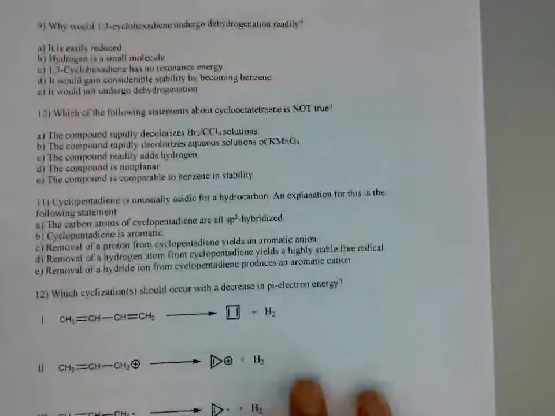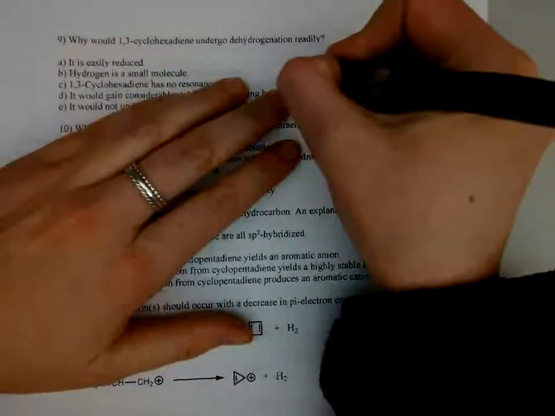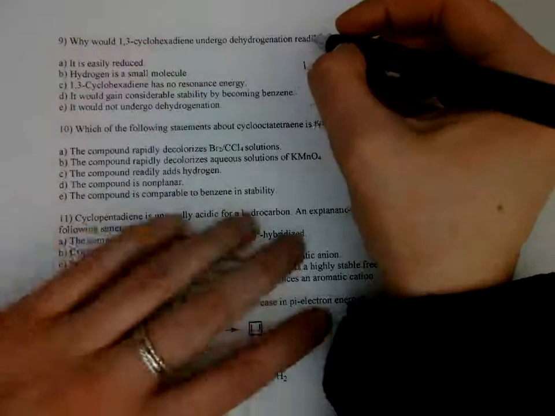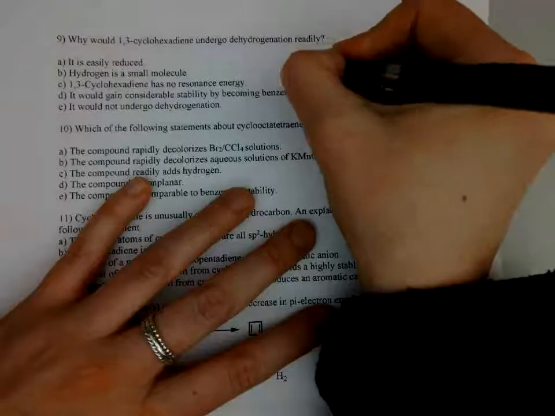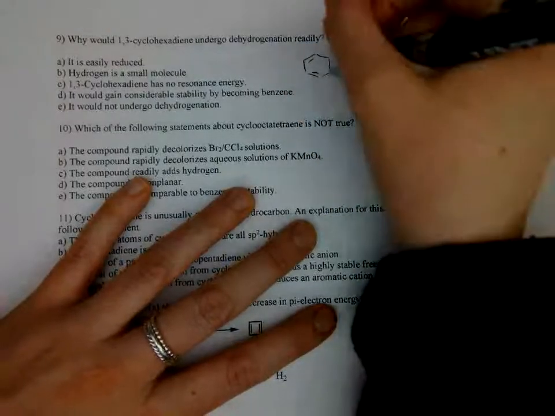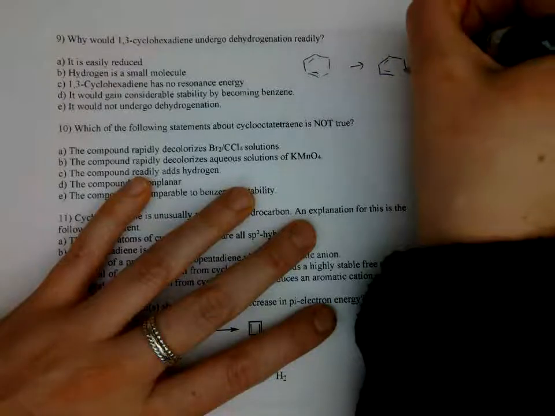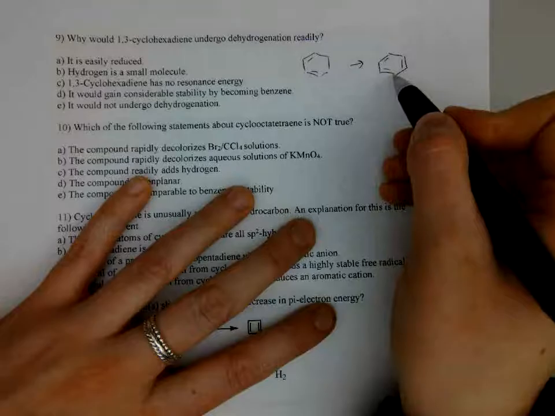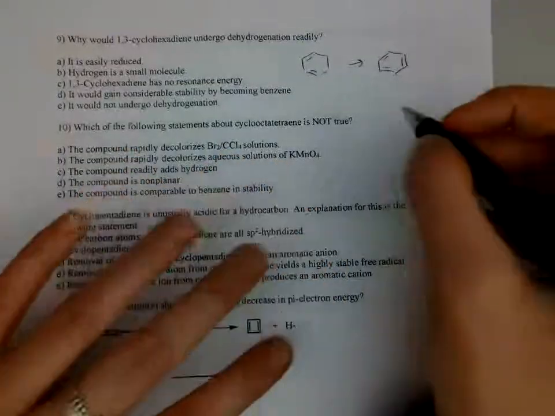Okay, so for question 9, why would cyclohexadiene undergo dehydrogenation, not dehydration, dehydrogenation readily? Okay, 1,3-cyclohexadiene, if it underwent dehydrogenation, would become benzene. Benzene is extremely stable. It's an aromatic compound. We'll talk about that. I guess we could go ahead and talk about it now.